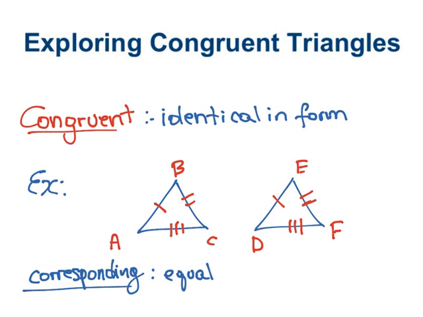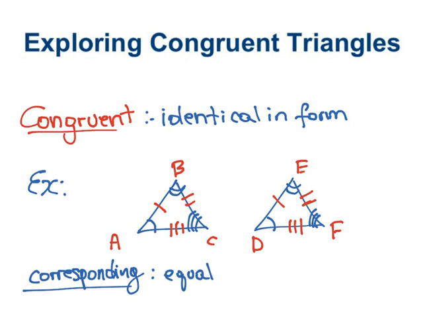Not only that, also the angles have to be corresponding as well. We know that angle A has to be corresponding to angle D. That means they're equal. Angle B is going to be equal to angle E. And angle C, those are three little lines, has to equal to angle F. And that's how we know that these triangles are congruent.